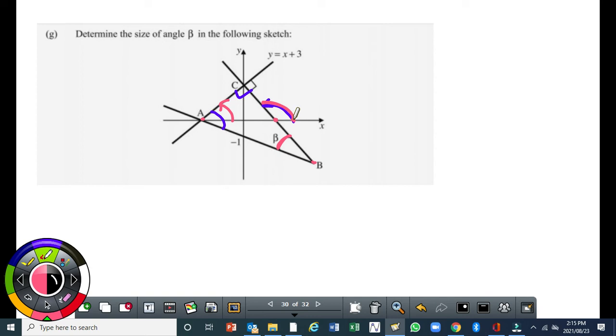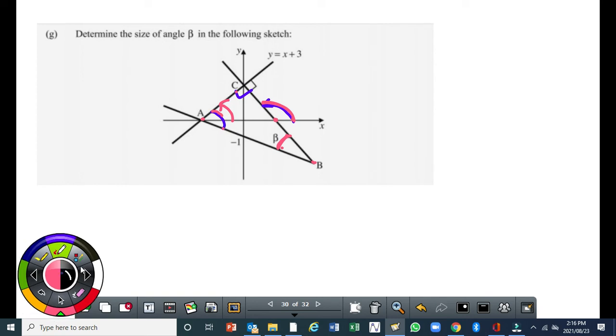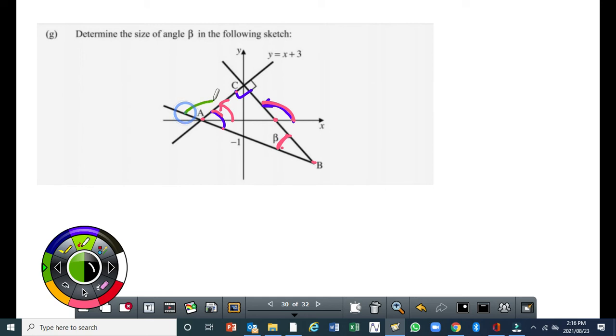So, if you want to find the size of beta, the first case, you know that in triangle ABC, this angle here is 90, it means you have to find the size of this angle. Right? So what that means is, you may have to determine the angle of inclination. Actually, two angles of inclination. The first one will be this one here. Find the size of that angle.